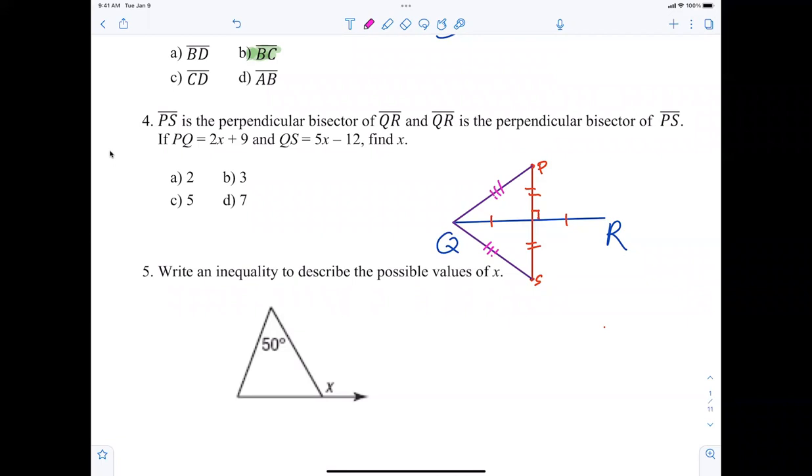And so now you just set them equal, right? 5x minus 12 equals 2x plus 9. 3x equals 21, x equals 7. Now, you have to remember on your test, make yourself a note. It just says here, find x, right? But it could say find QS or find PQ. Make yourself a note: answer the right question.